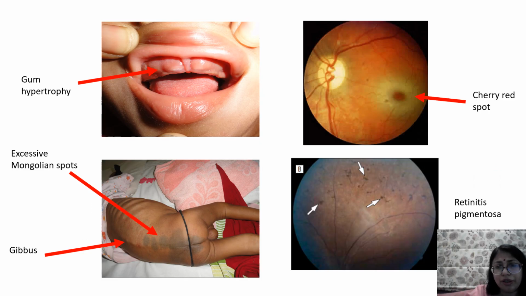So these are few of the pictures. So this is showing gum hypertrophy. This is showing gibbous, excessive Mongolian spots. These are snaps of a child with GM1 gangliosidosis. Then cherry red spot, which is in fact because of the deposition of the storage material in ganglion cell layer of the retina, the underlying macula shines through, and this looks like a cherry red spot in the retina. And these are bony spicules seen in the case of a retinitis pigmentosa.